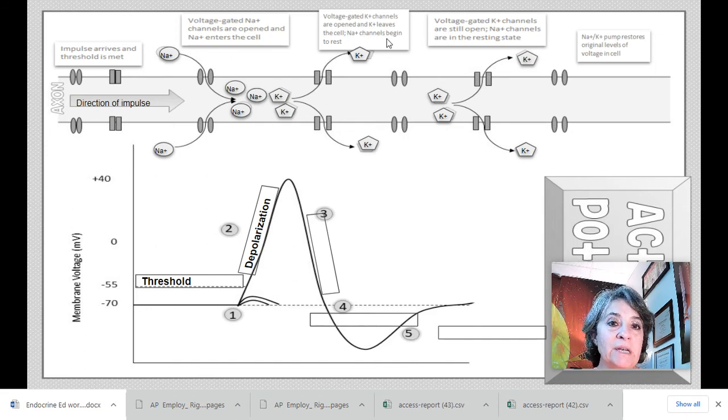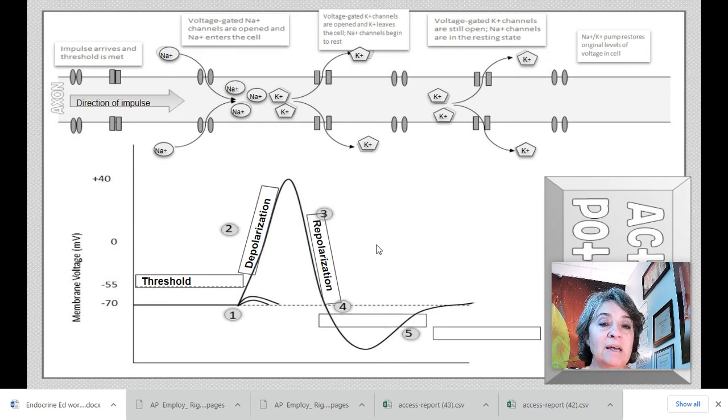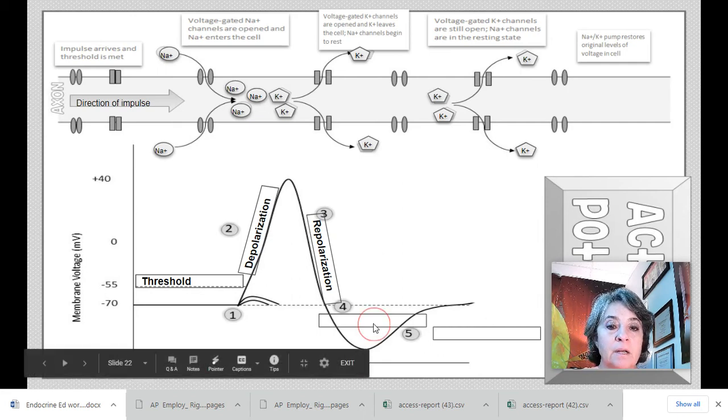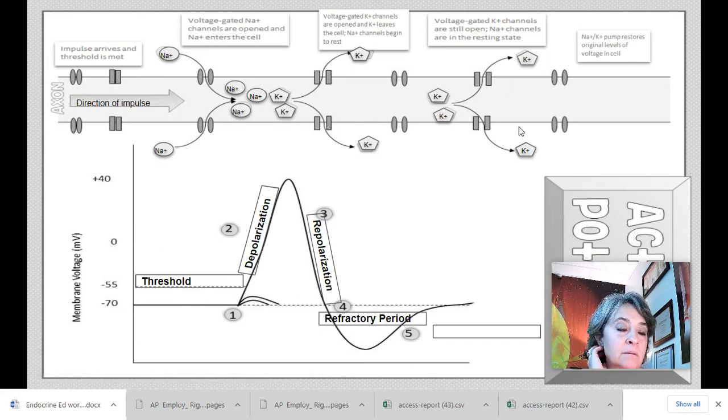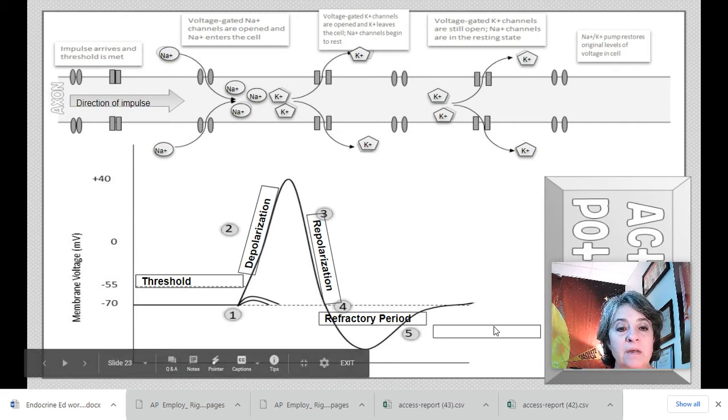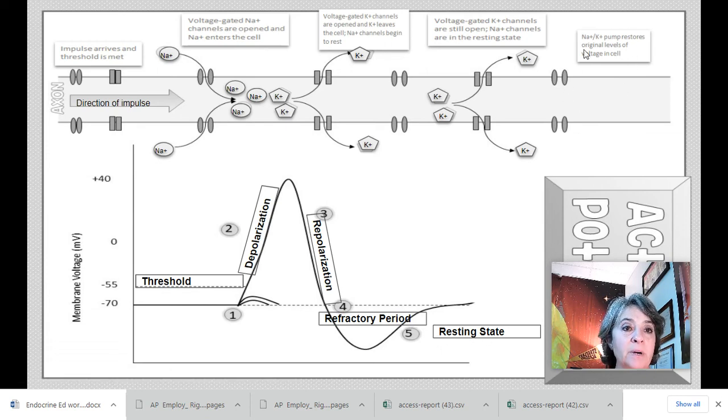At this point where it says sodium channels begin to rest, that's at this peak right here. So once the sodium channels start resting and they completely get to the resting state, that's what number 3 is, and that's called repolarization. Number 4 is this refractory period when we're waiting before the pump kicks in. And then when that happens, the neuron is considered to be at the resting state because the pump has restored the original levels of sodium and potassium.